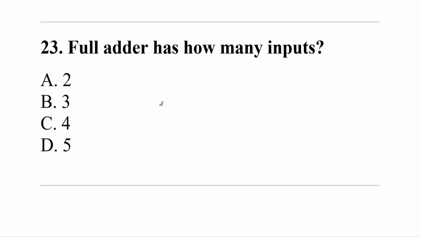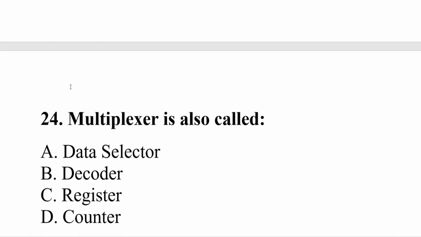Question number 23. Full adder has how many inputs? Option A 2, B 3, C 4, D 5, and the correct answer is option number B, that is 3. So inputs are A, B and carry in. Moving ahead to question number 24.